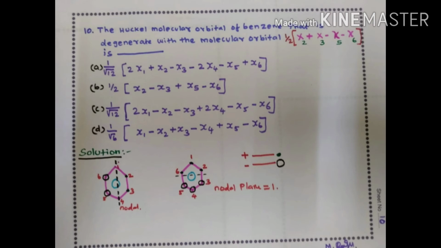See the structure of benzene. Benzene is a 6-membered ring. The pi electrons are delocalized, positive and negative. Positive is indicated by the green color, negative by the black color. The structure of benzene has a nodal plane equal to 1. So the answer is option A, 1 divided by root 12, 2x1 plus x2 minus x3 minus 2x4 minus x5 plus x6.